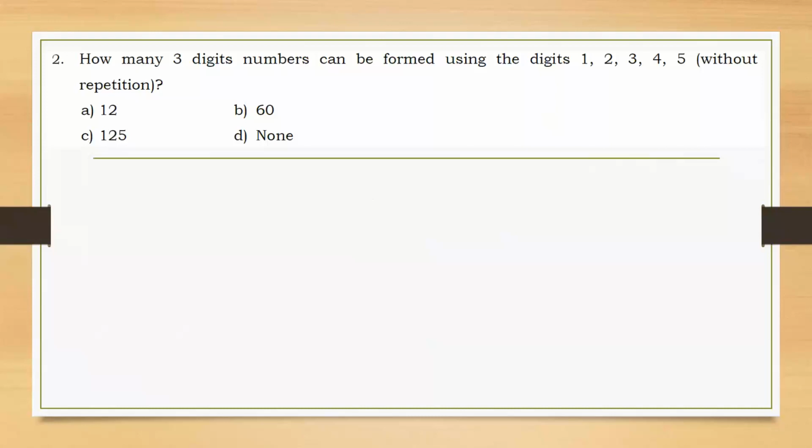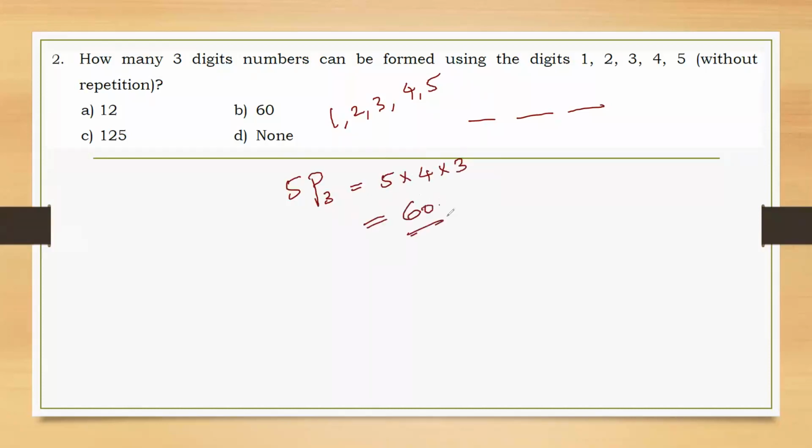So out of 5 digits, 1, 2, 3, 4, 5, we need to form a 3-digit number. Okay. So out of 5 digits, we need to form a 3-digit number, right? So you can write like this, 5P3. So 5 into 4 into 3. From 5, 3 numbers arranged. We get 60. Yes, good.